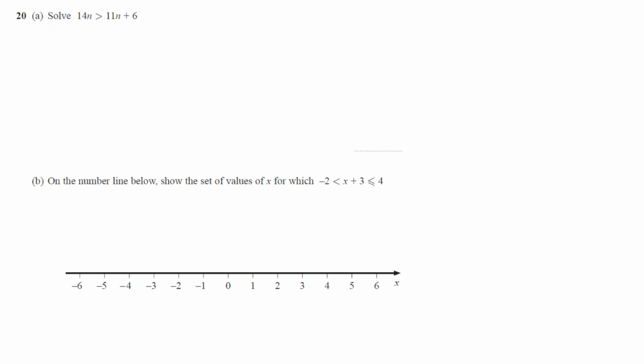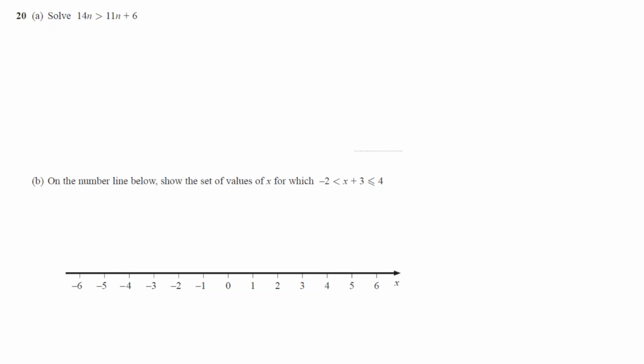This is the hardest question on the 2019 paper 2 foundation, question 20. It's an inequalities question. So the first part: solve 14n is greater than 11n plus 6.